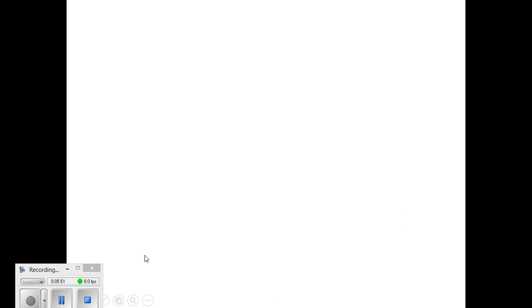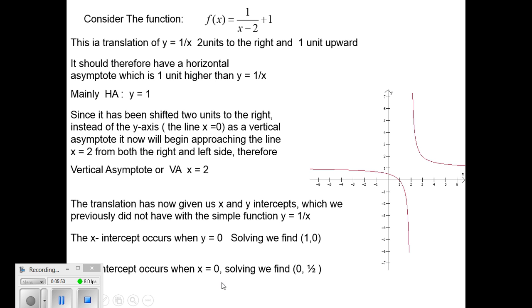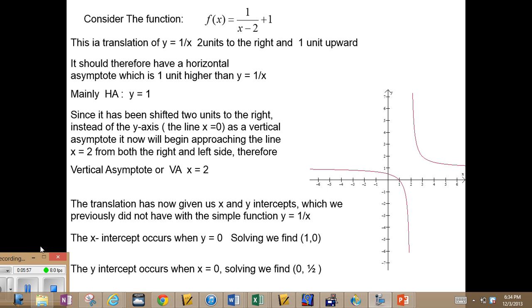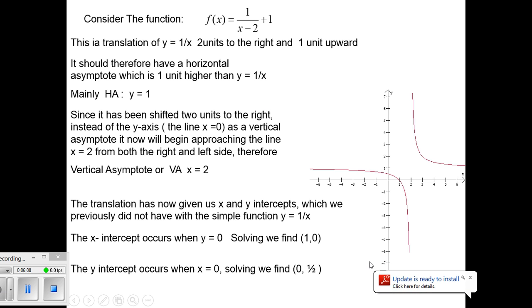So to take a look at those, let's go back to that momentarily. Taking a look at the intercepts, the x-intercept, of course, is when y equals 0. So if you come up here, you set y equals 0. It shouldn't take a whole lot to figure out that x is equal to 1.